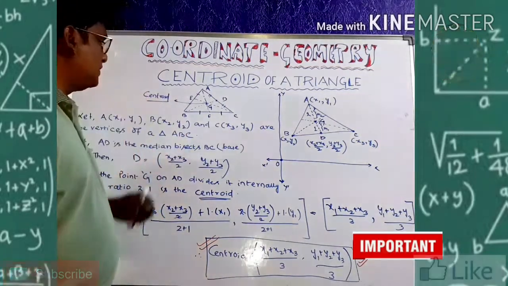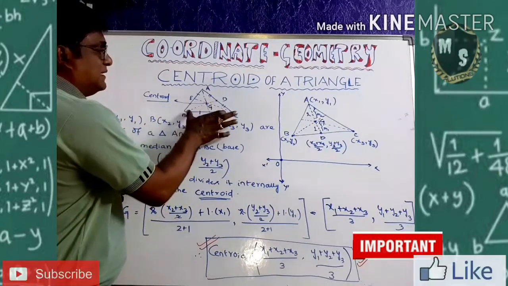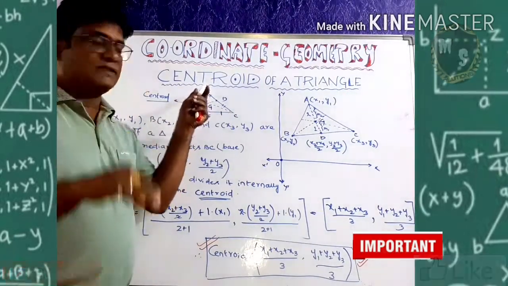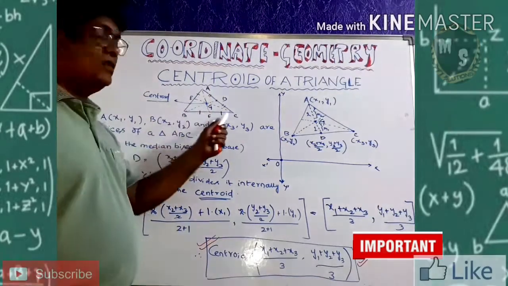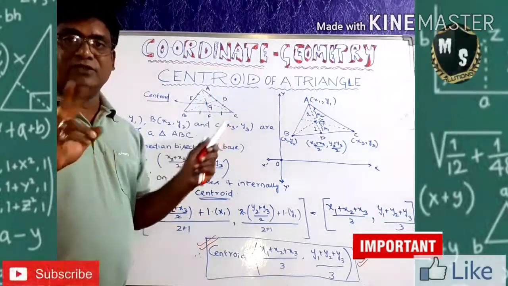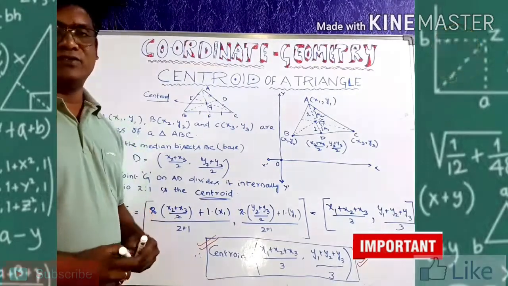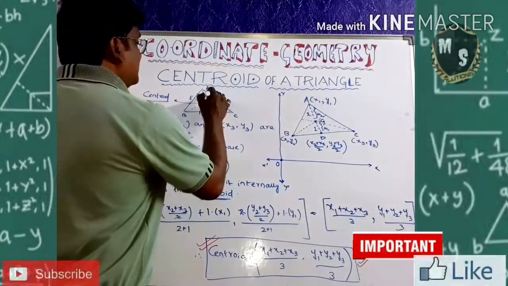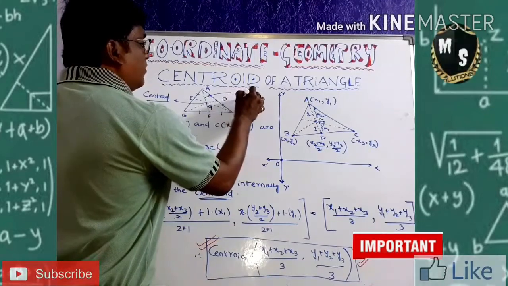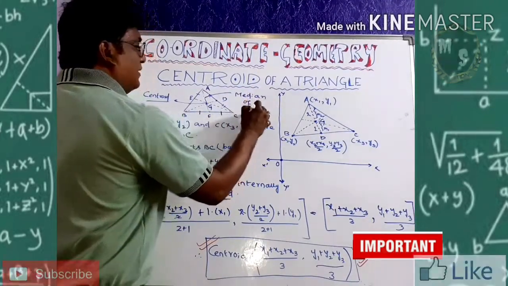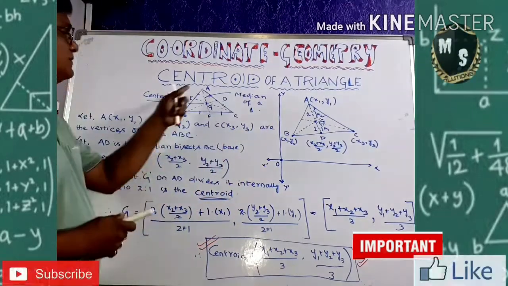So now what you observe: this line is bisecting the base. This line, which drops from the opposite vertex, bisects the base into two equal halves. That line is called the median of a triangle. What is that called? Median of a triangle. Clear? So how many medians are there now?